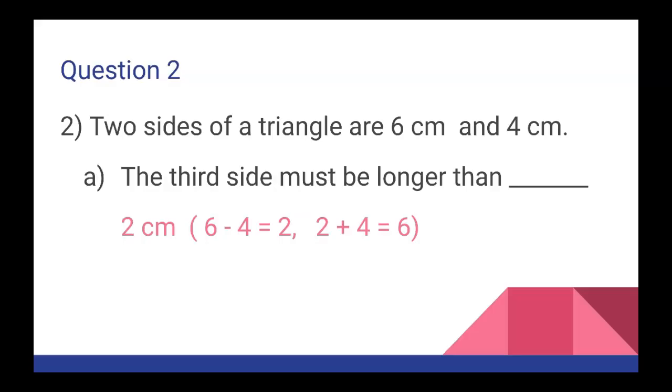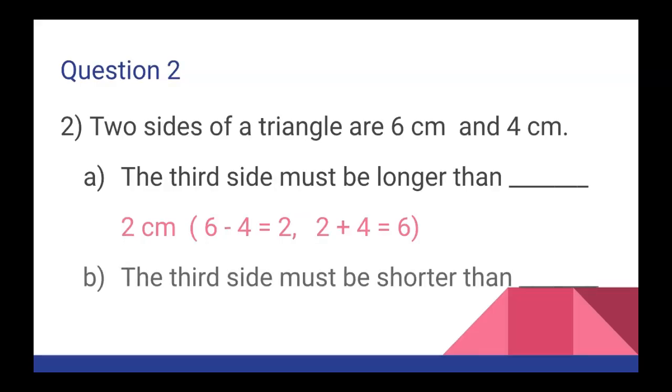Because if our third side is 2 centimeters, 2 and 4 would be the short ones. 2 plus 4 equals exactly 6, not enough. It would make a line, not a triangle, so it would need to be bigger than 2 centimeters. How about this? The third side must be shorter than, in this case, 10 centimeters because if 6 and 4 are our short two sides, they add up to exactly 10. They have to reach beyond it to make it work. So that third side has to be between 2 centimeters and 10 centimeters.